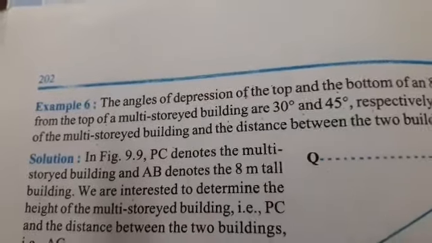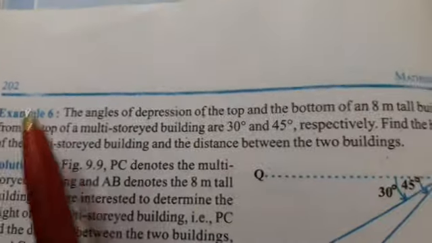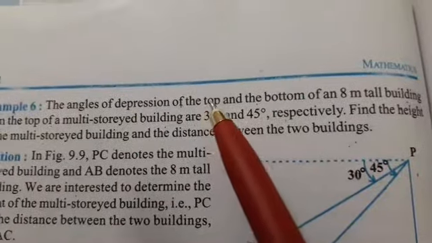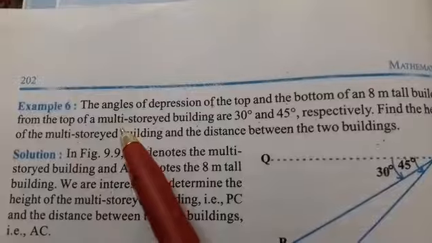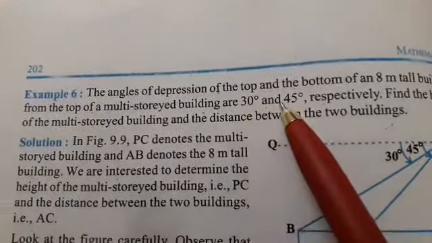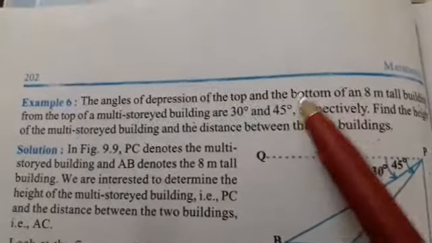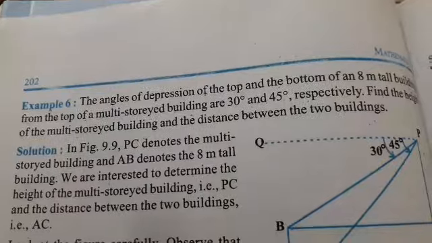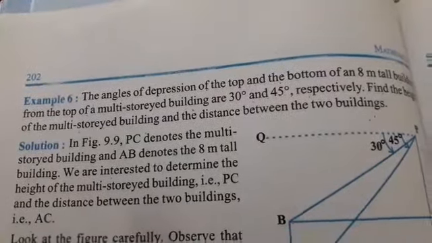Okay, so let's continue with example 6. The angles of depression of the top and the bottom of an 8-meter tall building from the top of a multi-storied building are 30 and 45 degree respectively. Find the height of the multi-storied building and the distance between the two buildings, right?